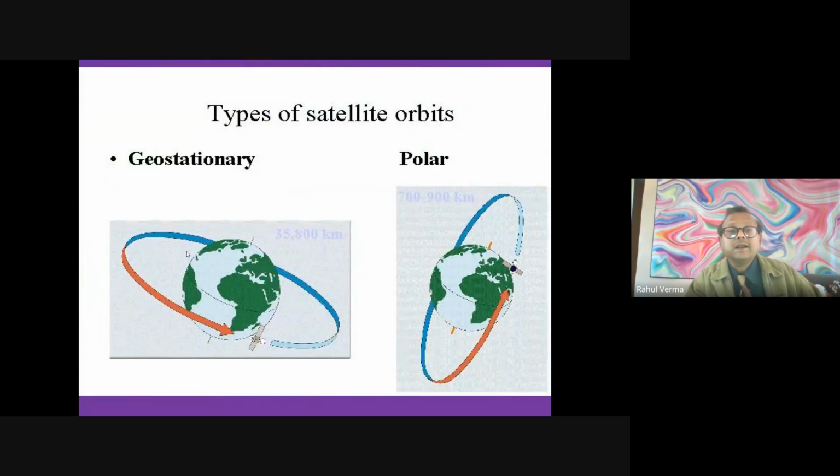There are two types of satellites. One is geostationary and another one is polar. Geostationary means it moves with the speed of the Earth, so the relative speed is 0. It is always stationed over one particular point where it is installed. And the polar ones move along the pole from North Pole to South Pole, and the whole Earth passes. So a polar satellite can take pictures of different parts of the Earth. But these geostationary satellites are country specific. They take pictures of only a specific part. You can see here.